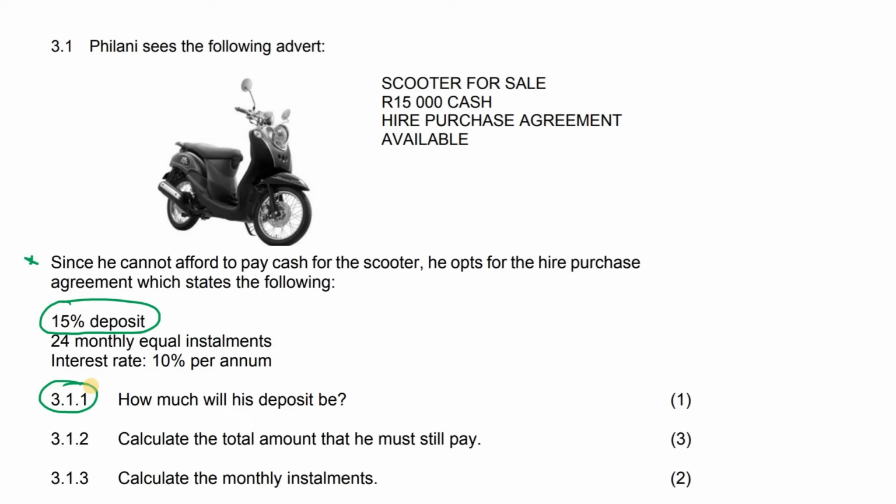All right, so what we need to understand is that the scooter was 15,000 Rand. How much have we already paid? Well, you've already paid 2,250. That was your deposit. So how much is still left over? How much is this amount over here? Well, that would be 15,000 take away 2,250.